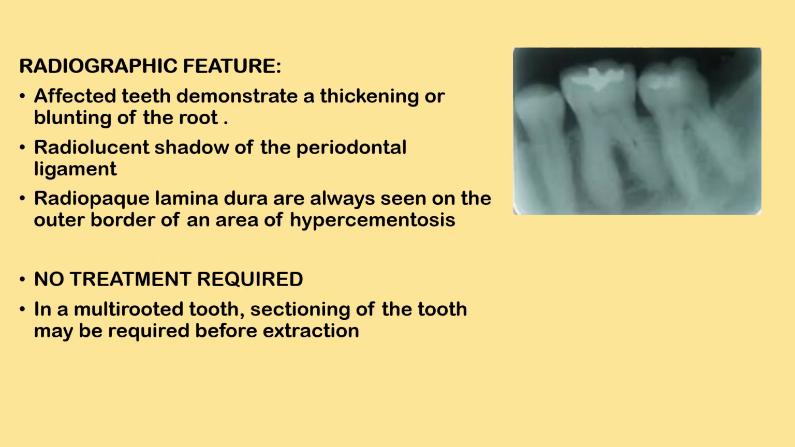Now coming to the radiographic features of hypercementosis. The affected teeth show thickened or blunted roots. A clear radiolucent periodontal ligament space surrounds the root. A radio-opaque lamina dura remains visible around the area. Usually, there is no treatment required for hypercementosis, but for multi-rooted teeth, sectioning may be required before extraction.